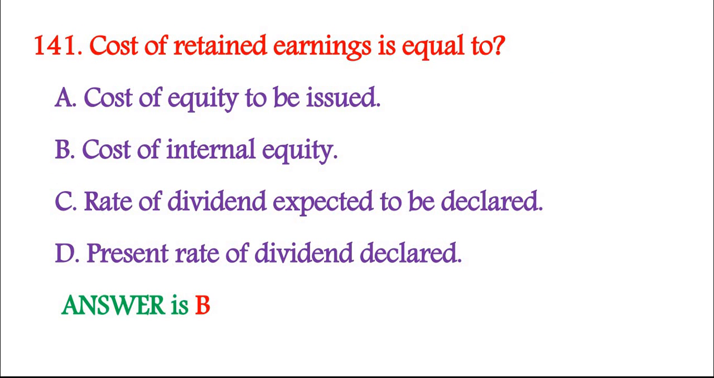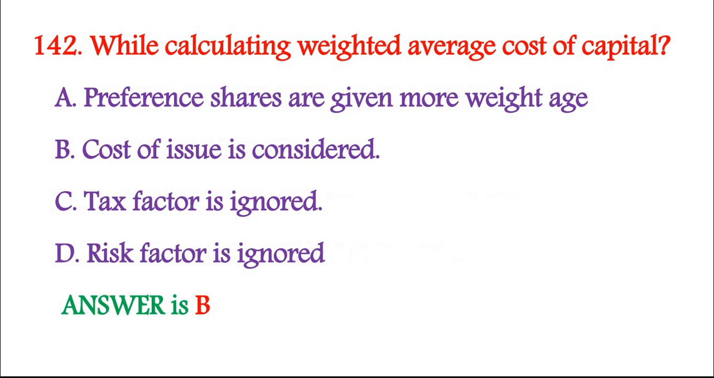141. Cost of retained earnings is equal to A. Cost of equity to be issued. B. Cost of internal equity. C. Rate of dividend expected to be declared. D. Present rate of dividend declared. Answer is B. 142. While calculating weighted average cost of capital, A. Preference shares are given more weightage. B. Cost of issue is considered. C. Tax factor is ignored. D. Risk factor is ignored. Answer is B.